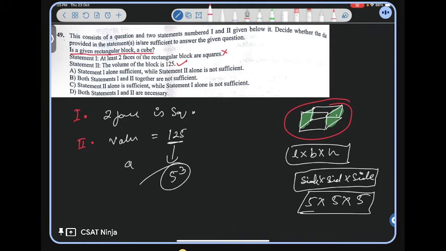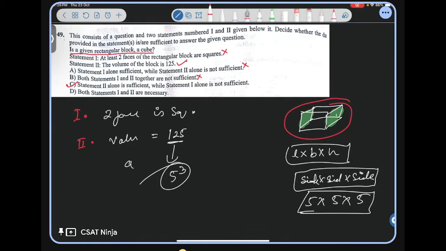So let's look at the options. Statement 1 alone is sufficient, while statement 2 alone is not sufficient. Next is both statements together are not sufficient. This is not the option. Statement 2 alone is sufficient, while statement 1 alone is not sufficient. So the answer here is option number C.